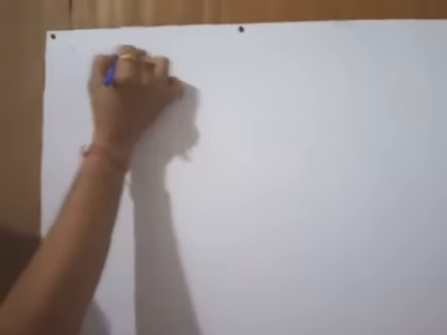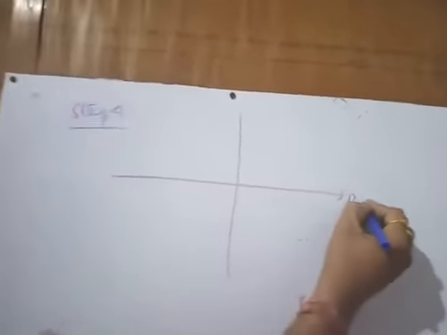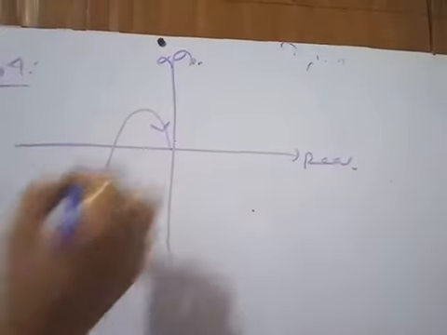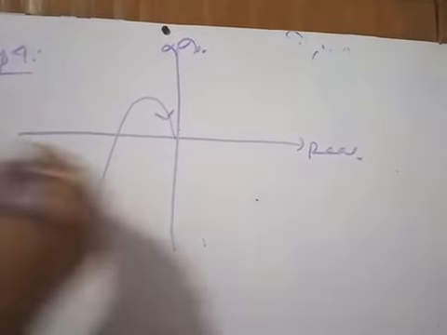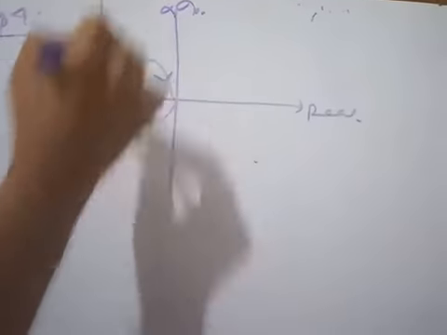Now step 4. So what is step 4? Step 4 is to draw the polar plot again. That means this is your real part, this is the imaginary part, and we know this is your polar plot. So now you have to take the mirror image of it with respect to the real axis, right?